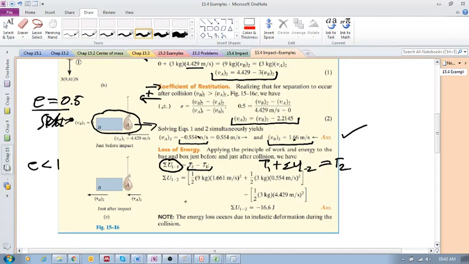Again, I'm not going to go into the detail. You just carry it out. It's right here. It's the final kinetic energy minus the initial kinetic energy. And as you can see, we've lost 16.6 joules of energy during the collision. And the energy loss occurs due to inelastic deformation during the collision.